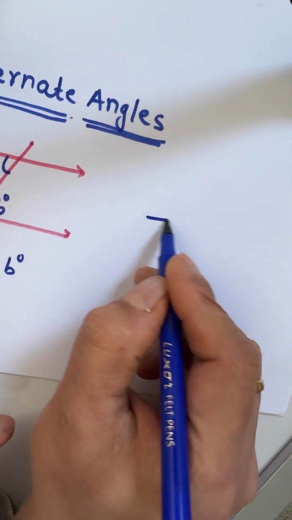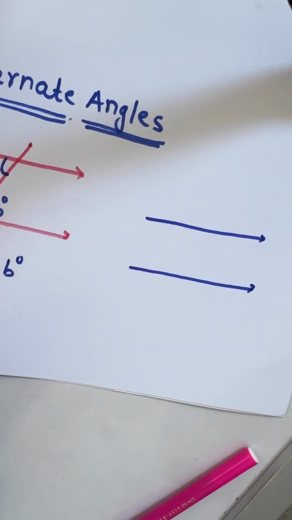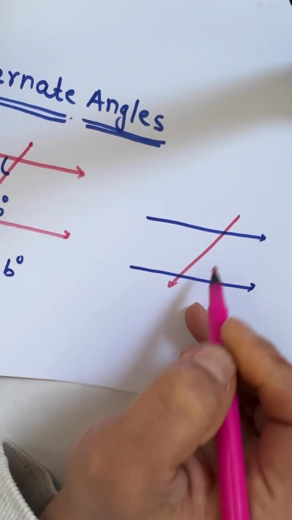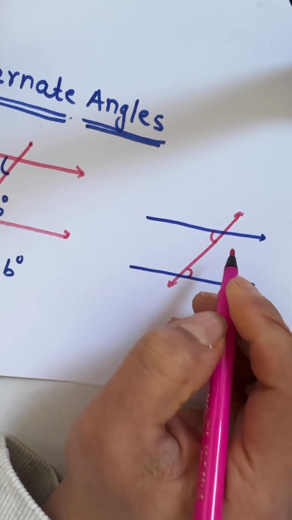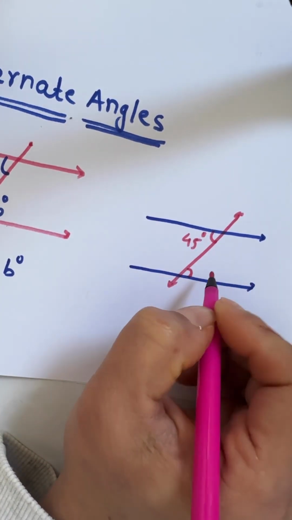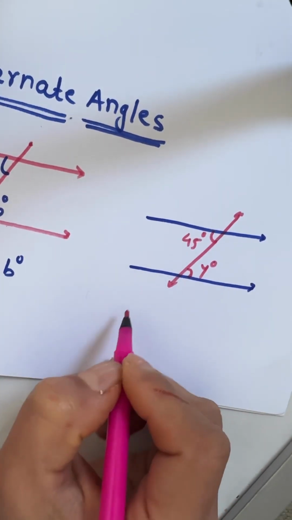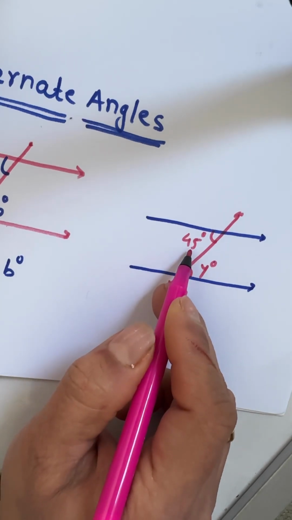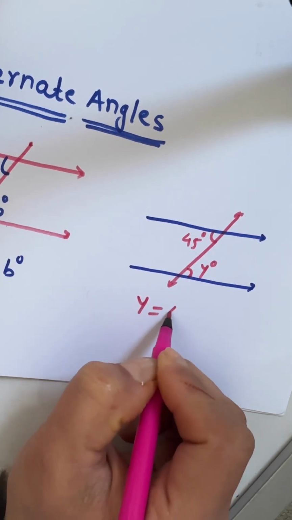For example, there are two parallel lines and one line intersecting both, and there is a formation of two opposite angles. The one angle, suppose it is 45 degree, then what will be the angle Y? So both angles are equal. So if this angle is 45 degree, this angle is also 45 degree.